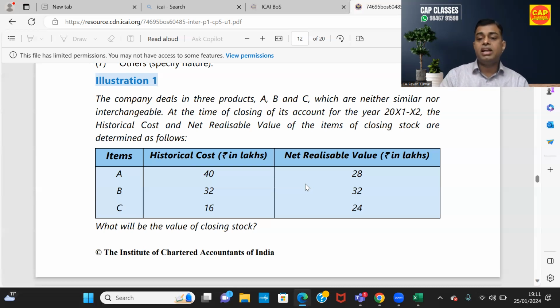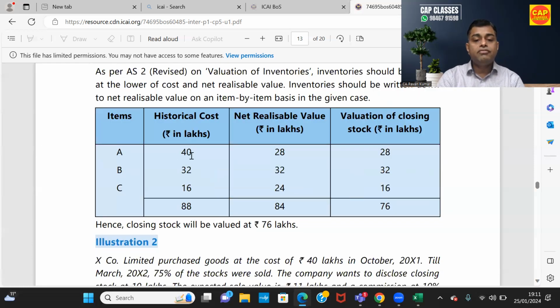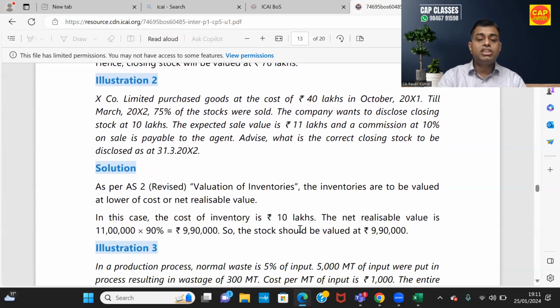Now take a calculator, calculate 28 plus 32 plus 16. It will be the total value of the inventory. That is what is given in this table. For the first item, 28. For the second item, same, 32. For the third item, 16. Put together, 76. So closing stock will be 76 lakhs. That is the first question.